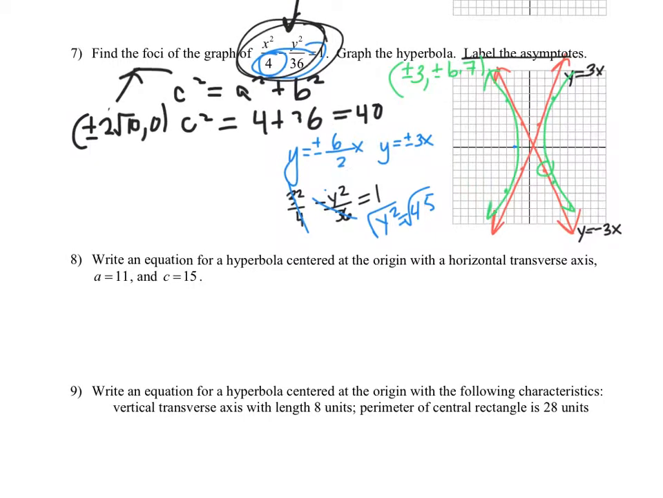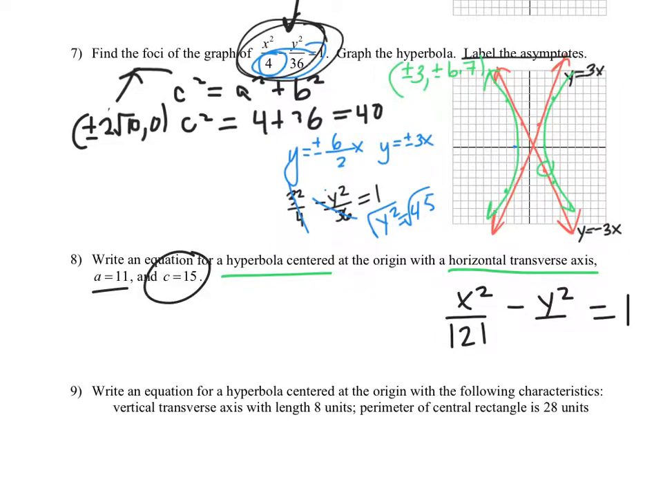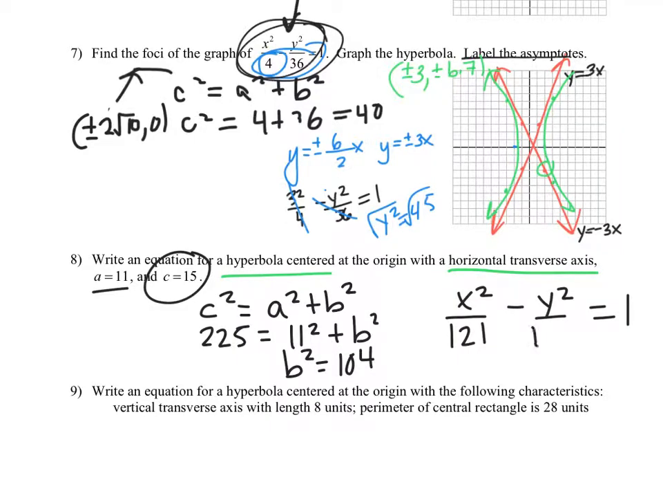Okay, number 8. Write an equation for a hyperbola centered at the origin with a horizontal transverse axis. That tells us it's going to be x squared over blank minus y squared over blank equals 1. They already give us that a is 11, so that's going to be your vertices. So 11 squared is 121, and c is 15, so I'm going to use c squared equals a squared plus b squared. So c squared is 225 equals 11 squared plus b squared. 225 minus 121 is 104, so b squared equals 104. I don't need to take the square root of that, I can just put 104 right here.